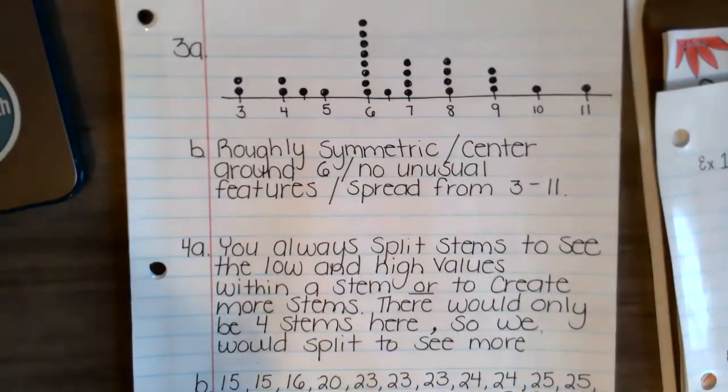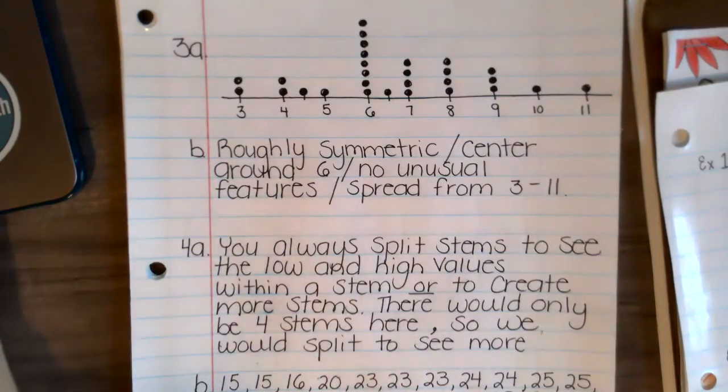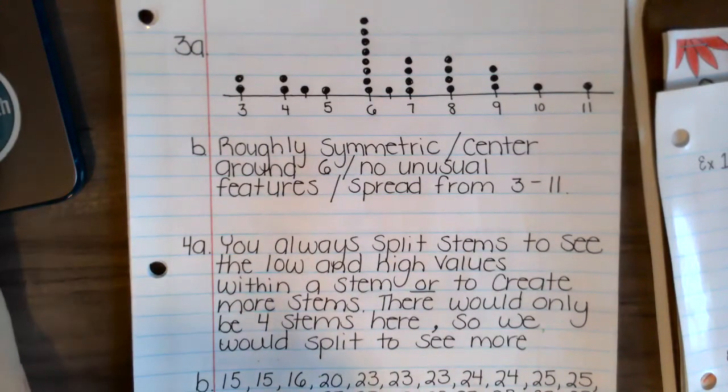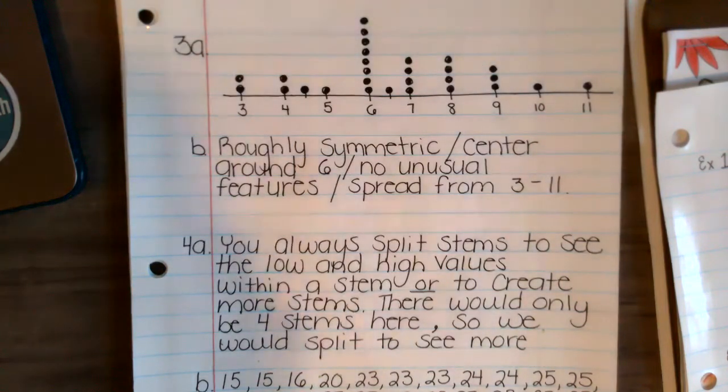Moving on to number three. In number three, they asked you to first make a dot plot of the data. And let me look here. Yes, make a dot plot of the data. And that's what I've done here. So I created a dot plot of that data.